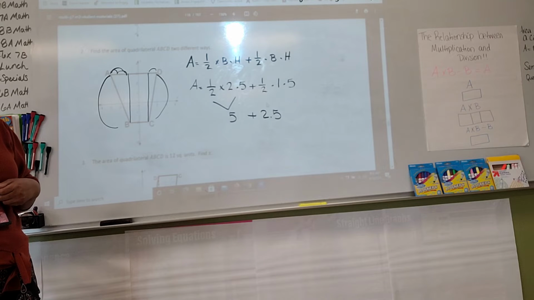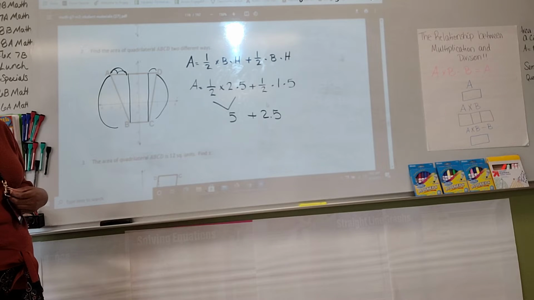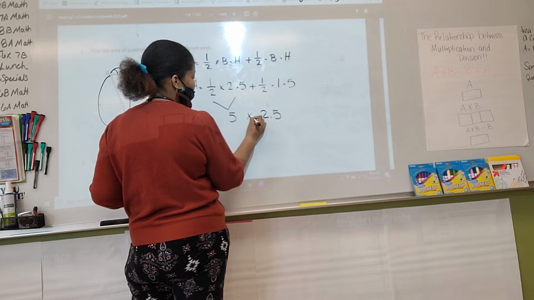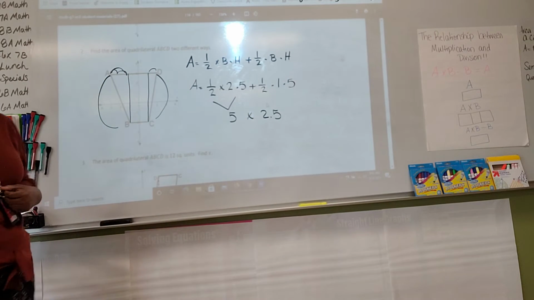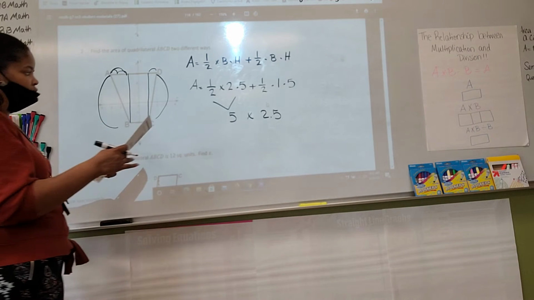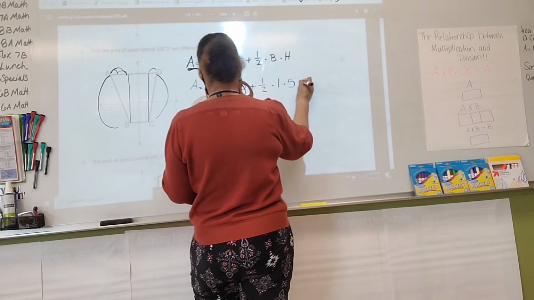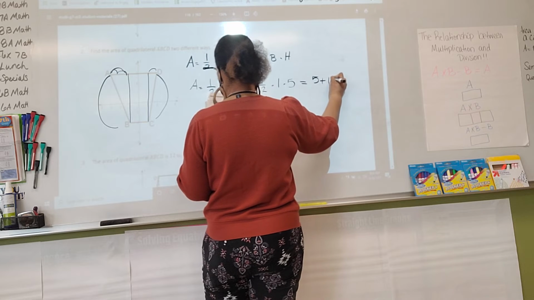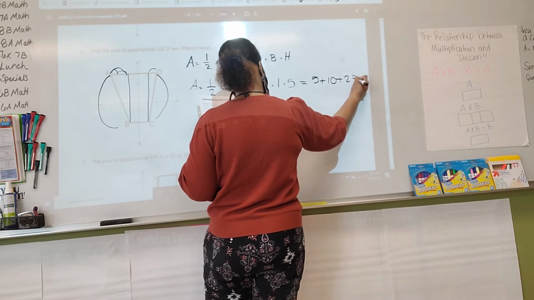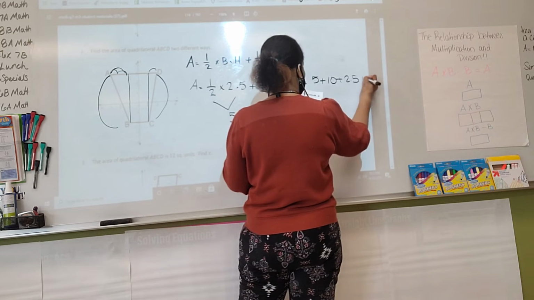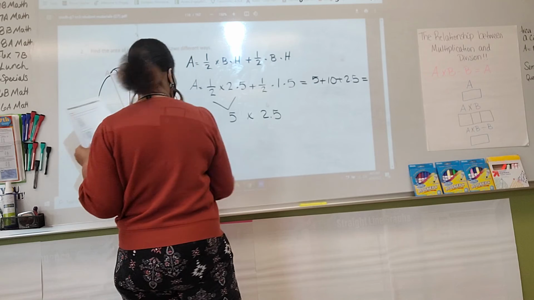Half of 10 is 5. You do have to times them, I'm sorry. 2.5 times... so that's 10. Alright, so this right here will equal 5 plus 10 plus 2.5. That's what we said: 5 plus 10 plus 2.5.